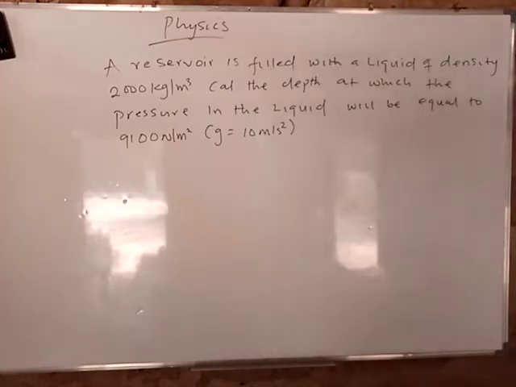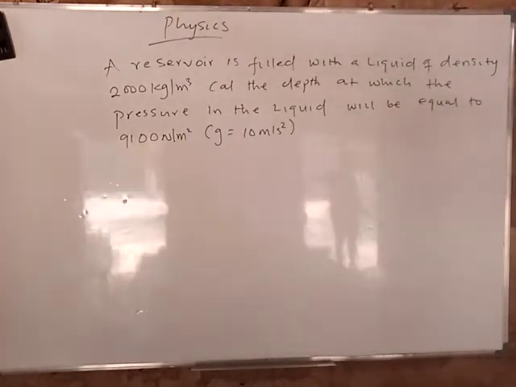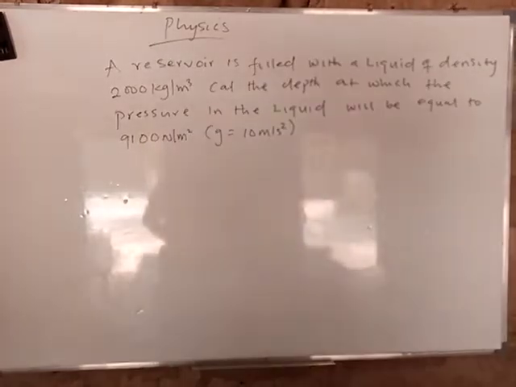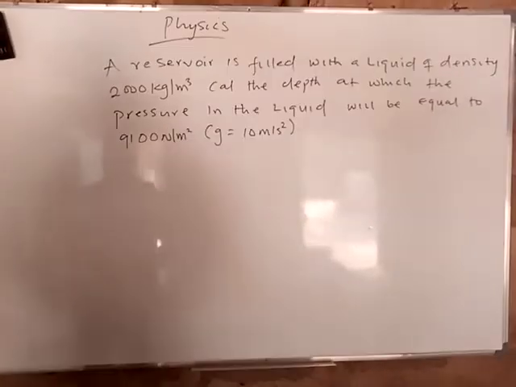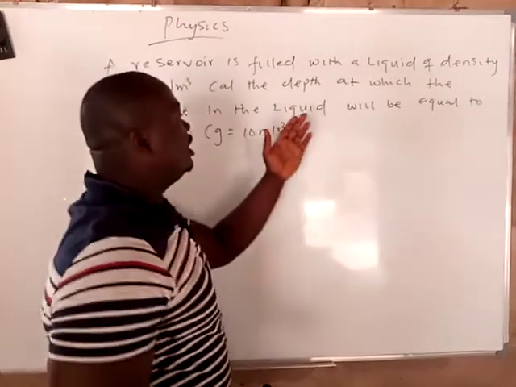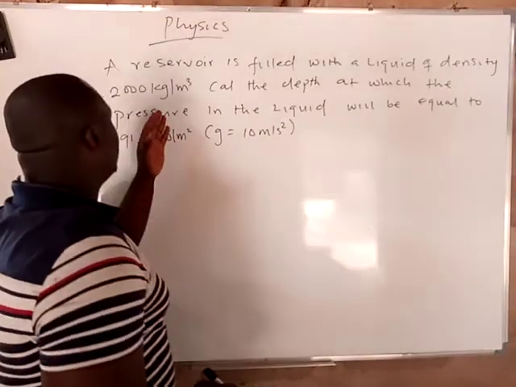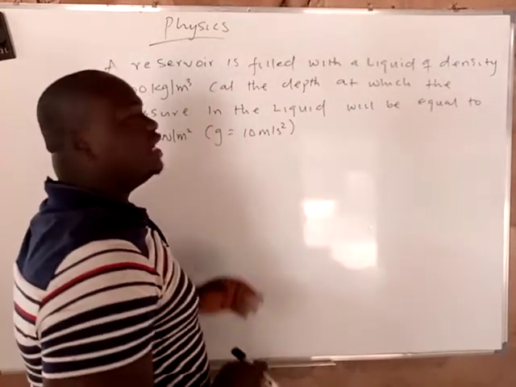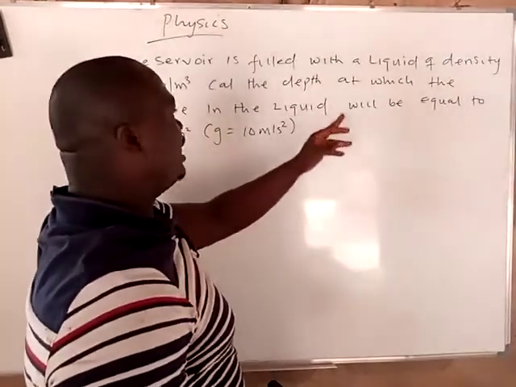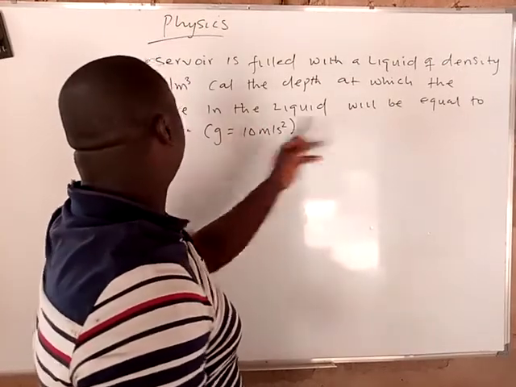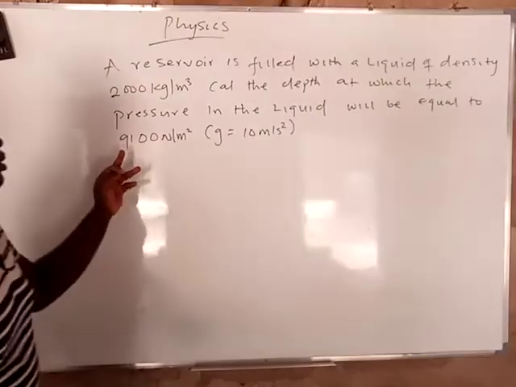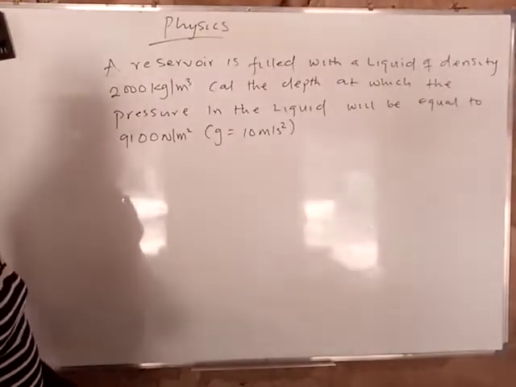Now, we have another question here. You can pause the video and solve it yourself using the formula we proved at the beginning of the lecture. A reservoir is filled with a liquid of density 2000 kg per meter cube. Calculate the depth at which the pressure in the liquid will be equal to 9100 newton per meter square.